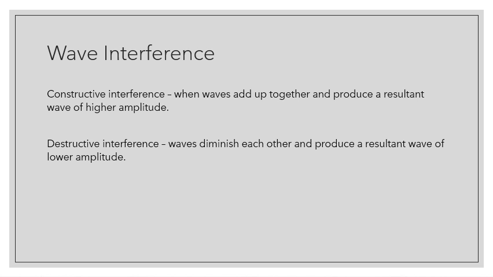Constructive interference is when waves add up together and produce a resultant wave of a higher amplitude. So you have this wave plus this wave, that would equal a wave like this with a higher amplitude. Destructive interference is when waves diminish each other and produce a resultant wave of lower amplitude. So you have this wave plus this wave, which is equal to a wave of a lower amplitude.